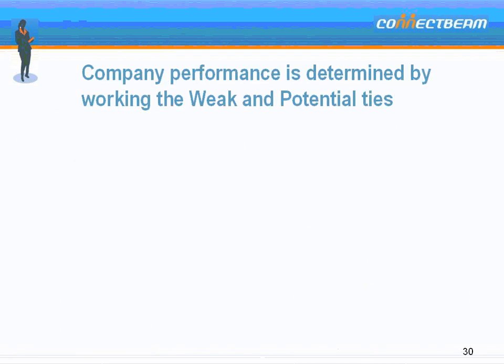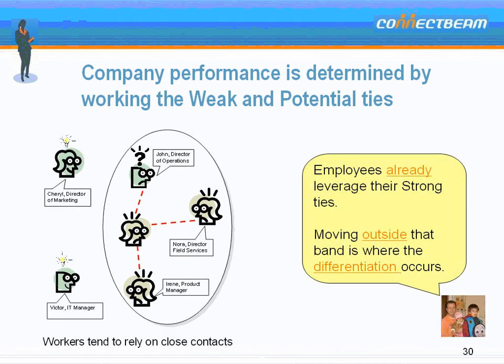Company performance is determined by working the weak and potential ties. Now, what do I mean by that? Employees already leverage their strong ties. To the left there, what you see is my graphic around this. But this is how most of us actually operate. We've operated this way for decades. The people that you work with, that you're in contact with via phone or physically, probably form your strong social connections. And these are the people you'll turn to for information, perspective, opinions, etc. Nothing wrong with that. That's needed. But that's what everyone's already doing.